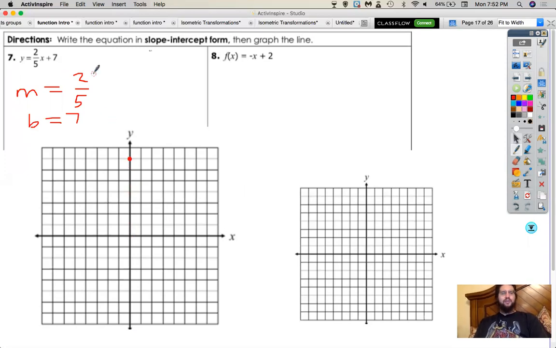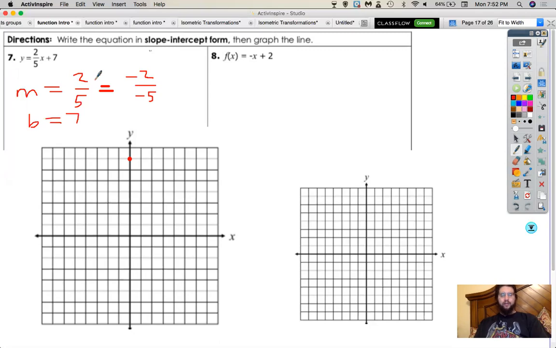Now my slope is 2 over 5, so I could go up 2 and right 5. It's rise over run. That's going off my graph, so I need to change it. Some other way I need to be able to write it. Let's think. 2 over 5 is the exact same as negative 2 over negative 5, right? Negative over negative cancels to positive. See that? These are the same.